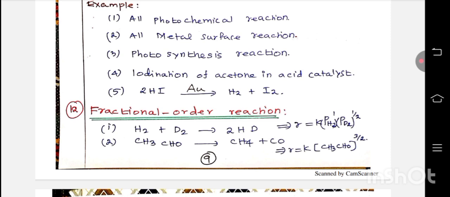Example, hydrogen reacting with deuterium to form hydrogen deuteride. Second example, the decomposition of methane with the carbonyl. The order is equal to 1 plus 1 by 2, therefore equal to 3 by 2.